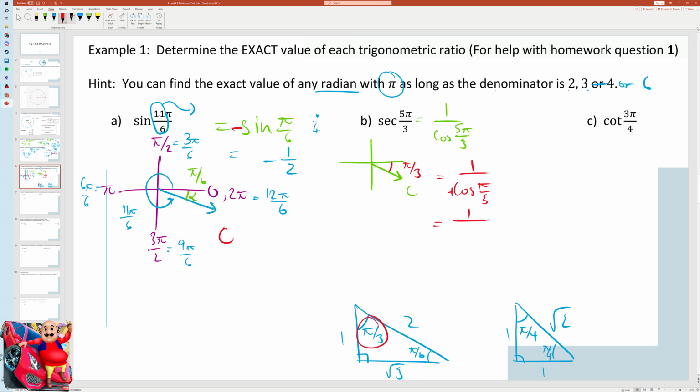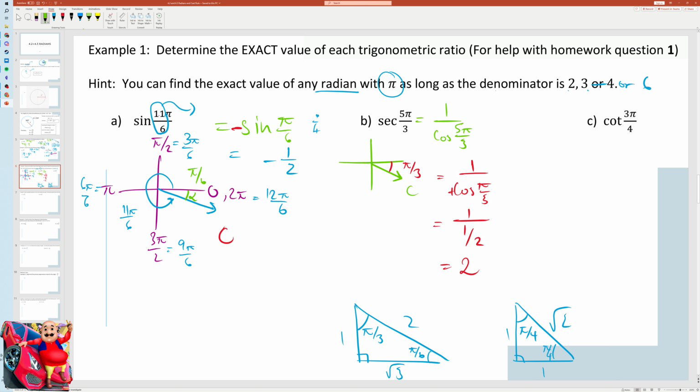Let's go to our pi over 3 triangle. Cosine says to do the adjacent side divided by hypotenuse. So that becomes 1 over 2. And what are we doing? The reciprocal of 1 over 2 is 2 over 1. Final answer, 2.